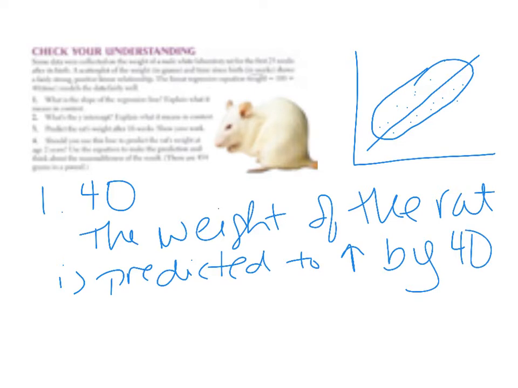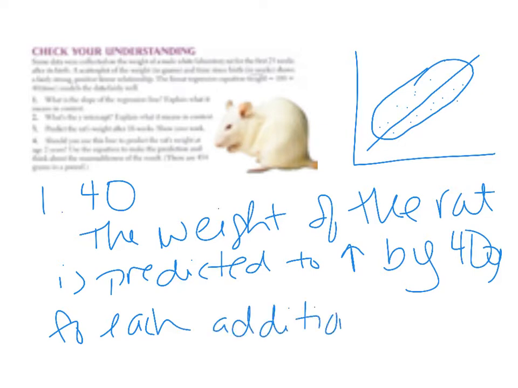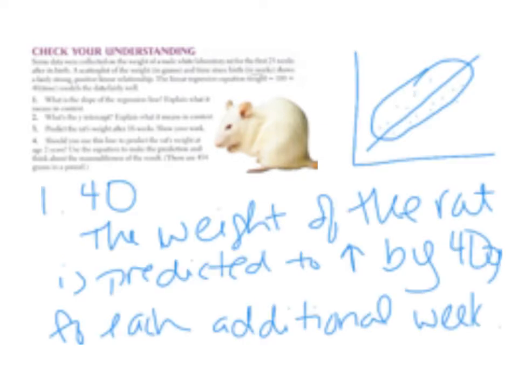40, and we're measuring it in grams, so by 40 grams. Then put my x in context: for the first 25 weeks, so for each additional week. Use my sentence stem, right? So the weight of the rat, my y in context, is predicted to go up by 40 grams for each additional week that passes, however you want to word that exactly.